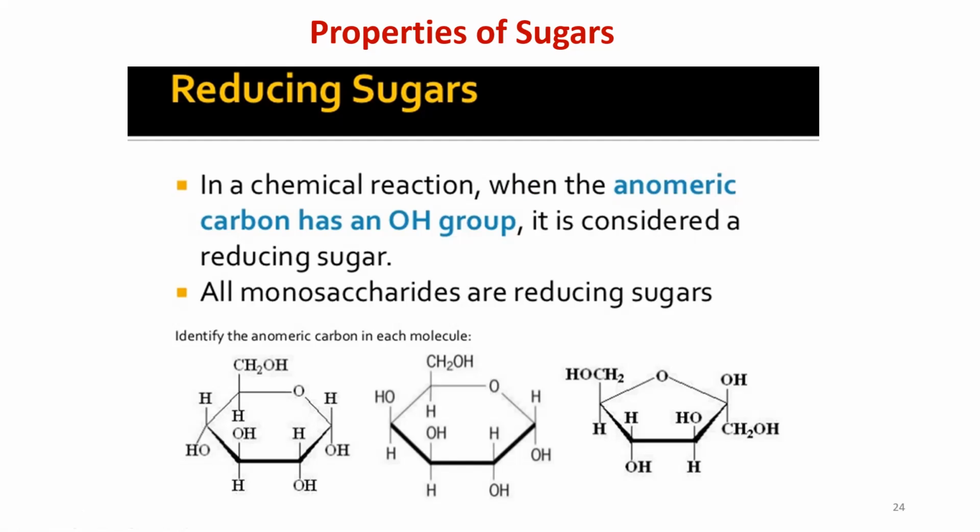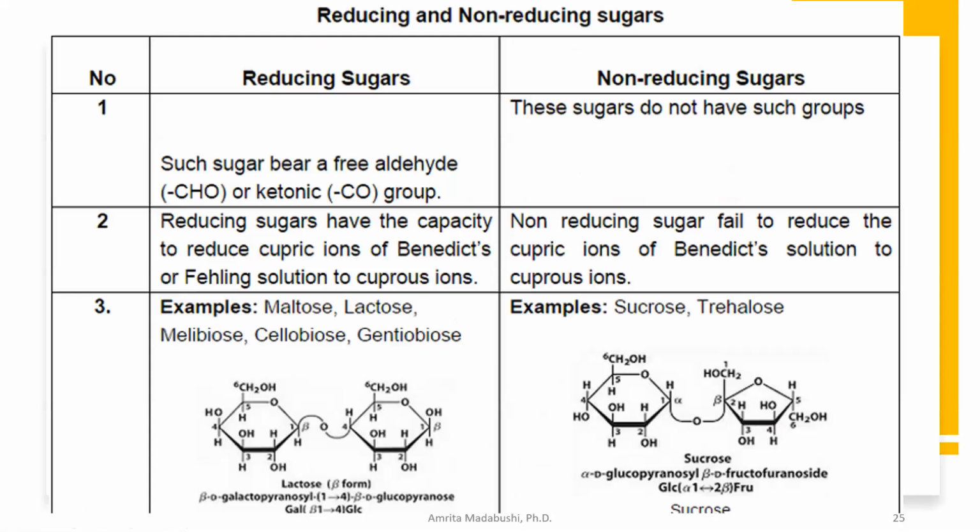Okay, so reducing sugars. All monosaccharides are reducing sugars. What do we mean by that? We mean that these sugars have a free aldehyde or a ketone group. We're going to cover a little more next time, because this reducing sugar concept does kind of get you later. Initially you understand, and then you come back and think, okay, I didn't quite get it. So there is a way we can test for reducing sugar.